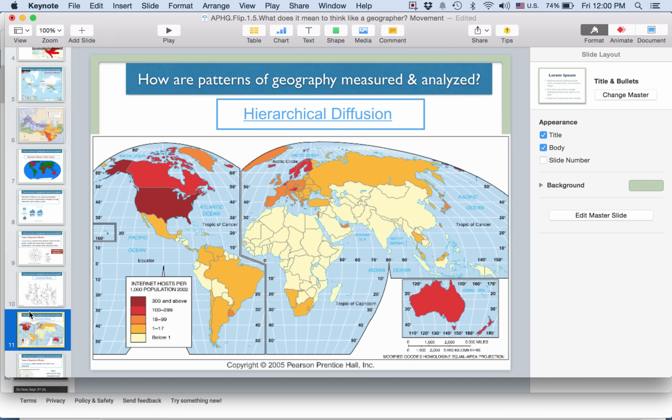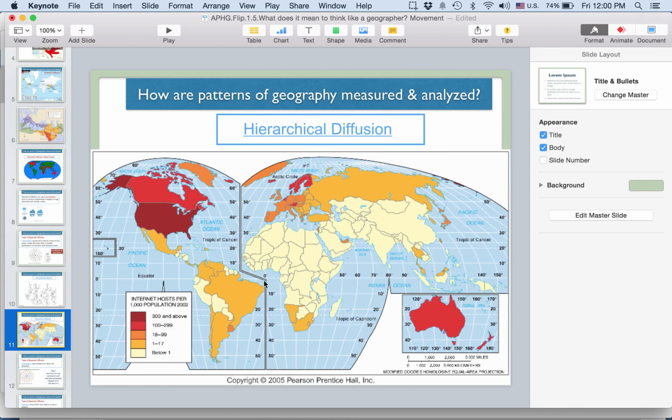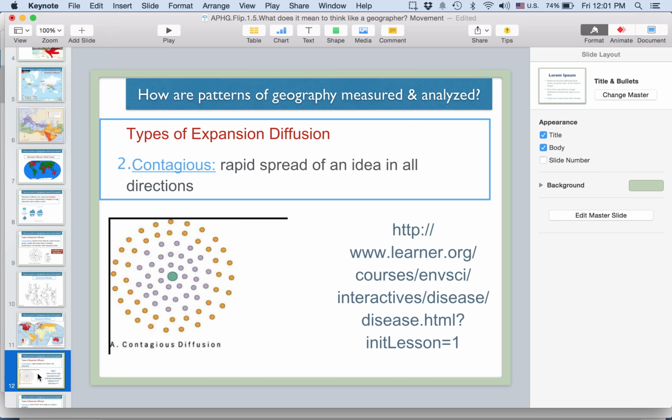You can see the places that experience hierarchical diffusion first are usually the most technologically advanced places. So this is a map of internet hosts per 1,000 population. You can see where people have greater access to the internet is, of course, going to be some of the first spots for diffusion. So consider that album release, maybe going here, then here, then here, then here, then maybe up to Canada, maybe over here into all these different populations of Western Europe, and then maybe it'll trickle down here to South America and back over here to Asia. So the hierarchical diffusion, places of power first and then down.